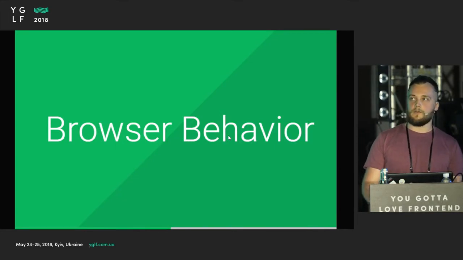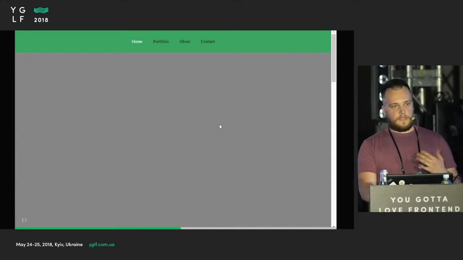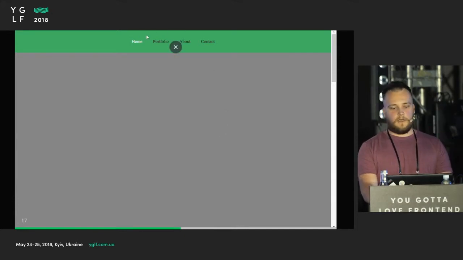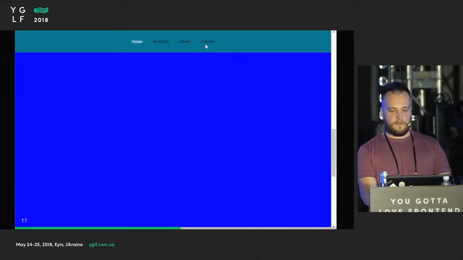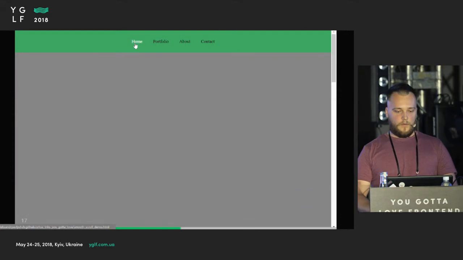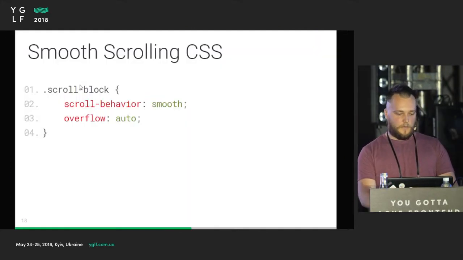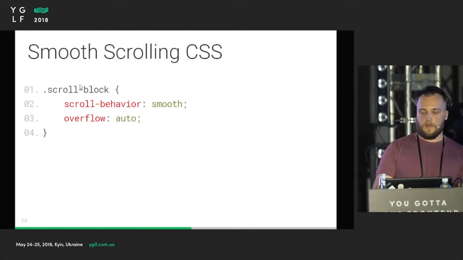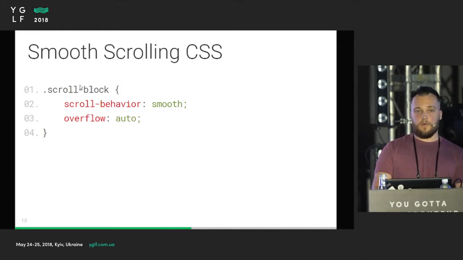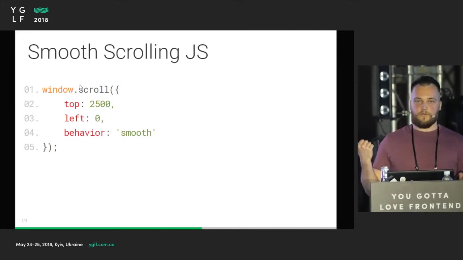And the next one, browser behavior. A common task, for example for a landing page, is scrolling to some block by clicking an anchor link. We can make the page scroll smoothly by adding just scroll behavior smooth in CSS. And by the way, we can do this in JavaScript by just adding behavior smooth as a parameter for scrolling.